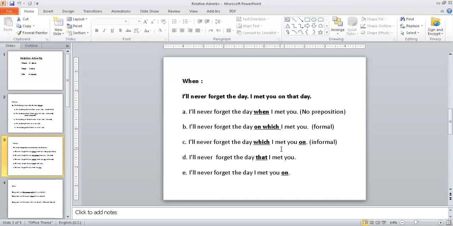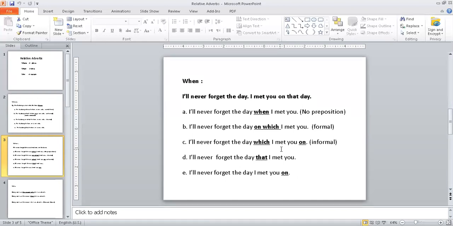Let's use the sentence with which instead of when. But with which, you have to use a preposition. And the common preposition that shows time is on. Let's use the preposition on with which. Look at B. I'll never forget the day on which I met you. With on which we use the preposition on before which, and this is formal English. Or you can say like C, I'll never forget the day which I met you on. This is informal English.